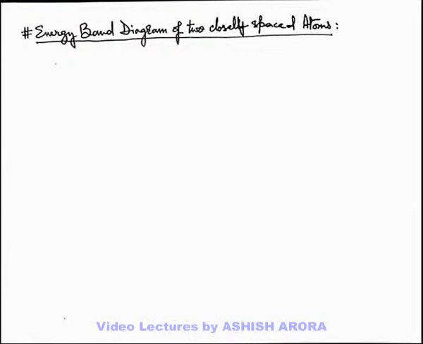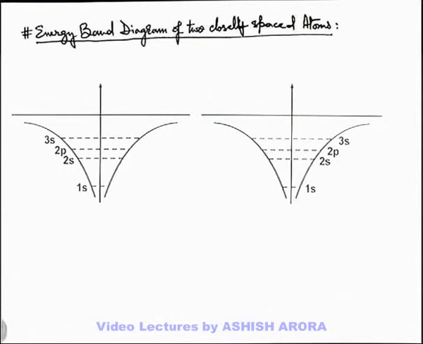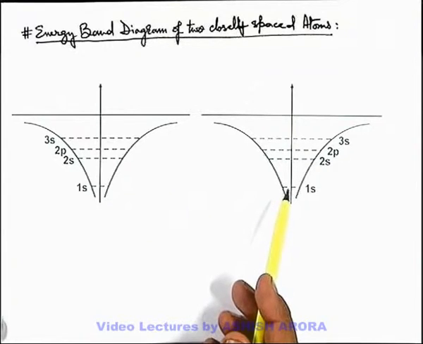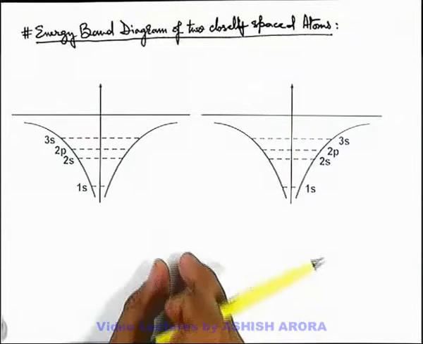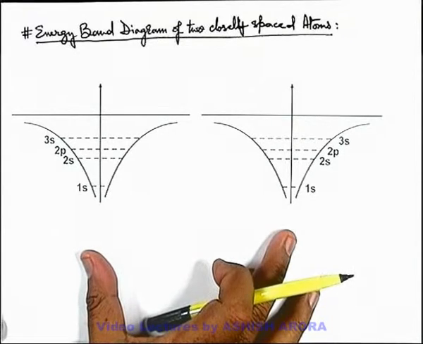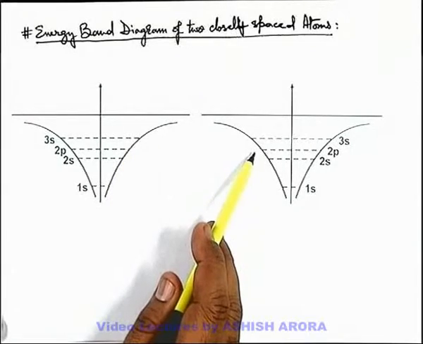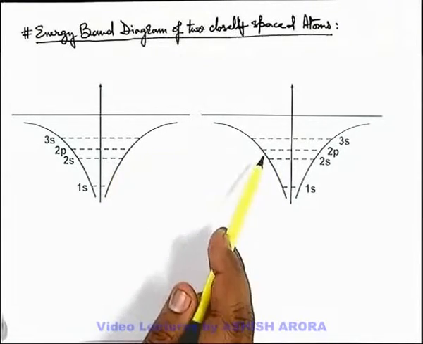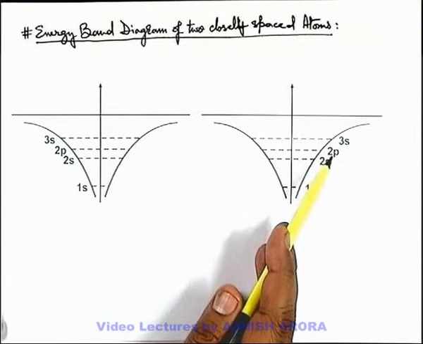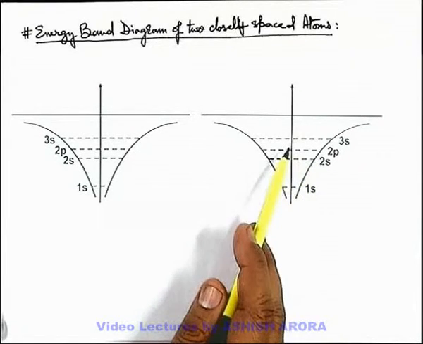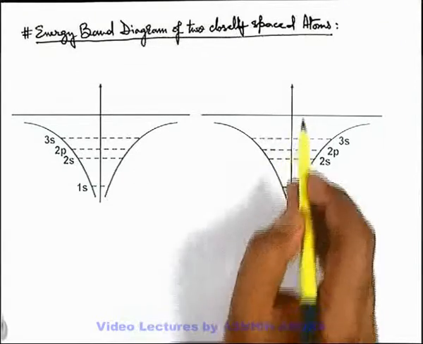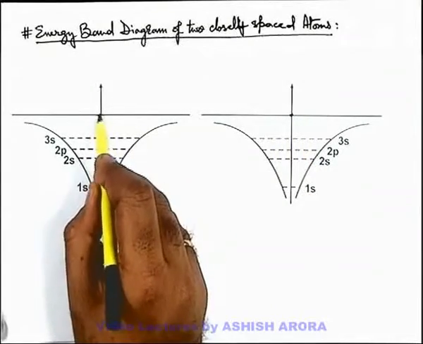Now let's discuss the energy band diagram of two closely spaced atoms. Here we can see there are two energy band diagrams for two different atoms which are closely spaced. But in this situation the separation between the two atoms is so large that the energy of one electron in one atom is not affected by the other. That's why both of these curves are rectangular hyperbolas, because these are almost in the influence of their individual nuclei, which is located at the center.